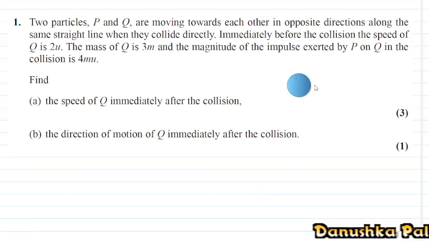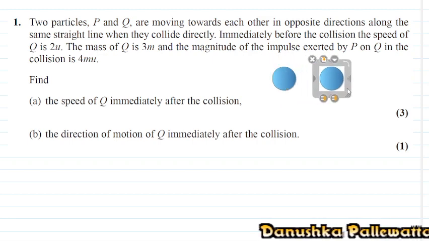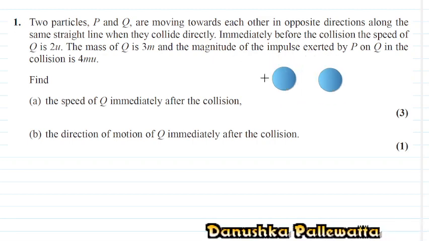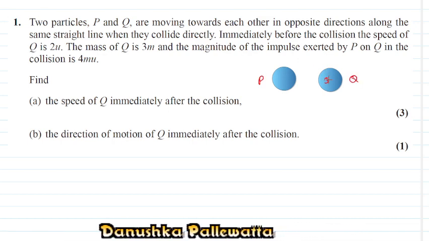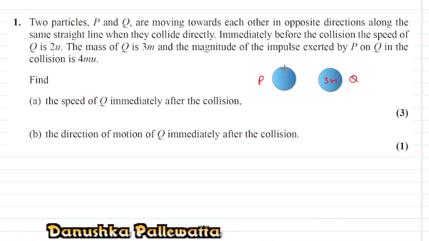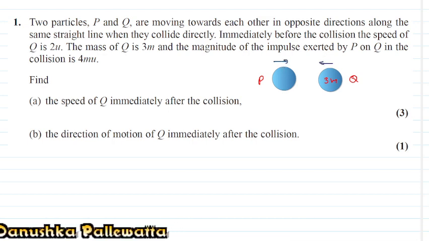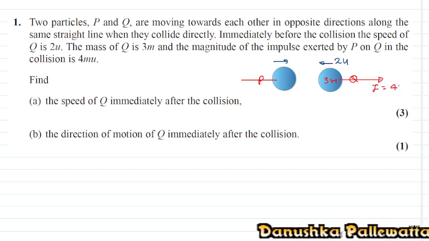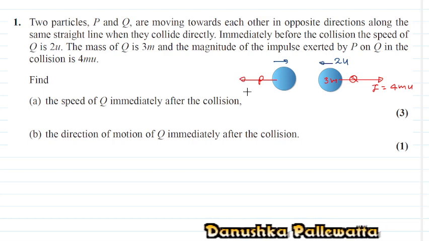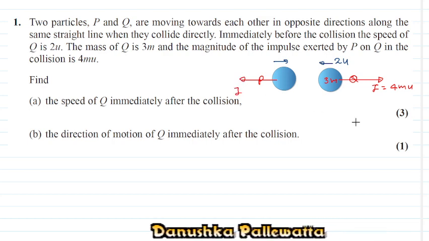So, these are the two particles, P and Q. The mass of Q is given as 3m. They are moving towards each other in opposite directions, and the velocity of Q is given as 2u, and the impulse is given. I will mark the impulse on both the particles like this. The impulse is given as 4mu. So the impulse on P is the same as on Q, I.